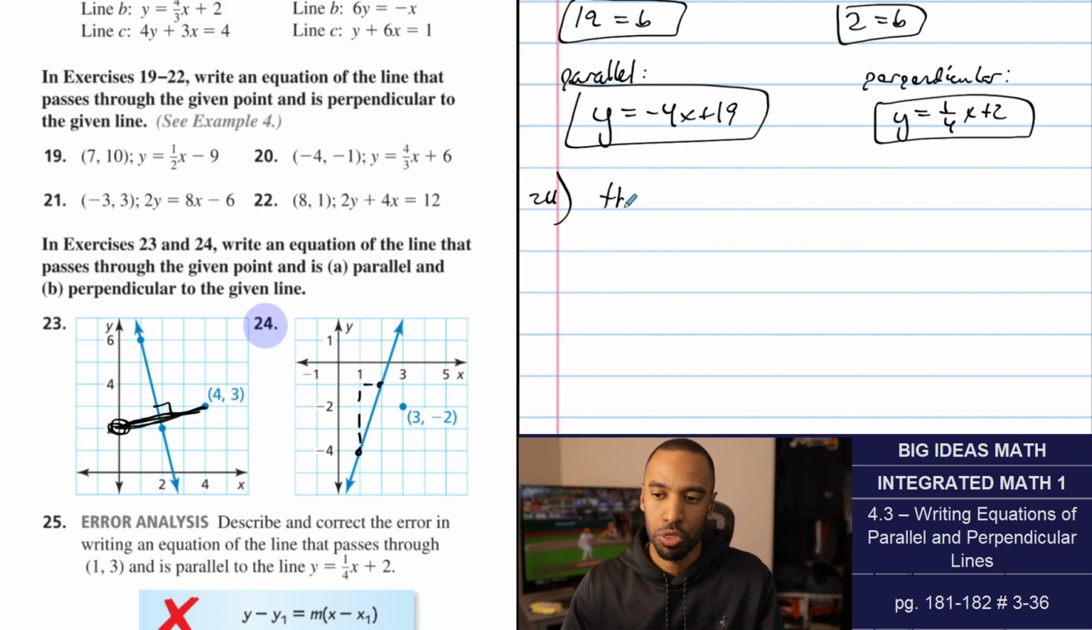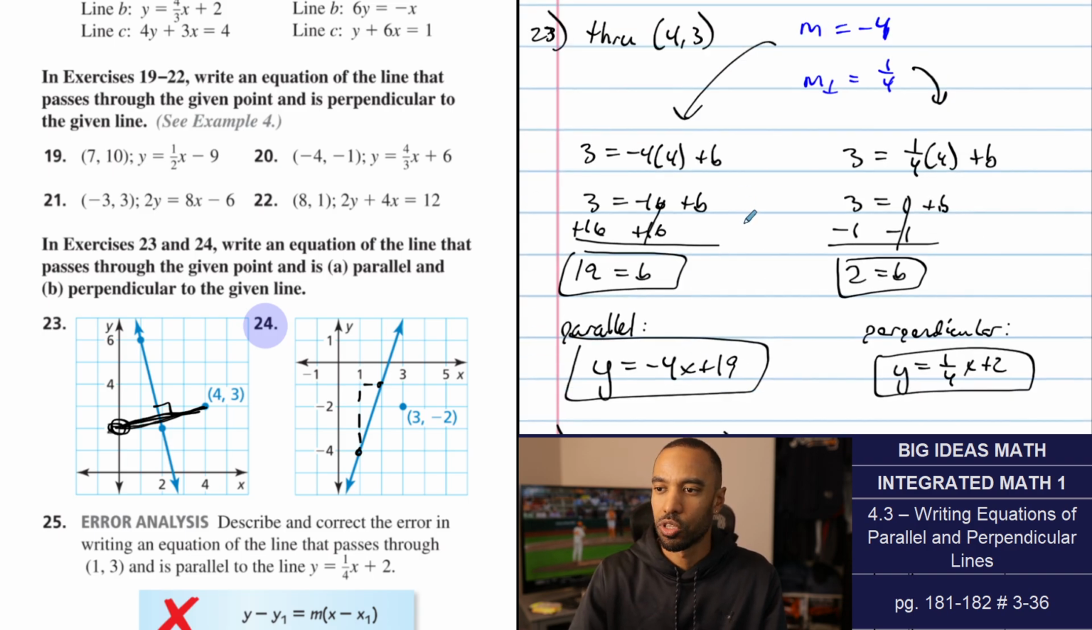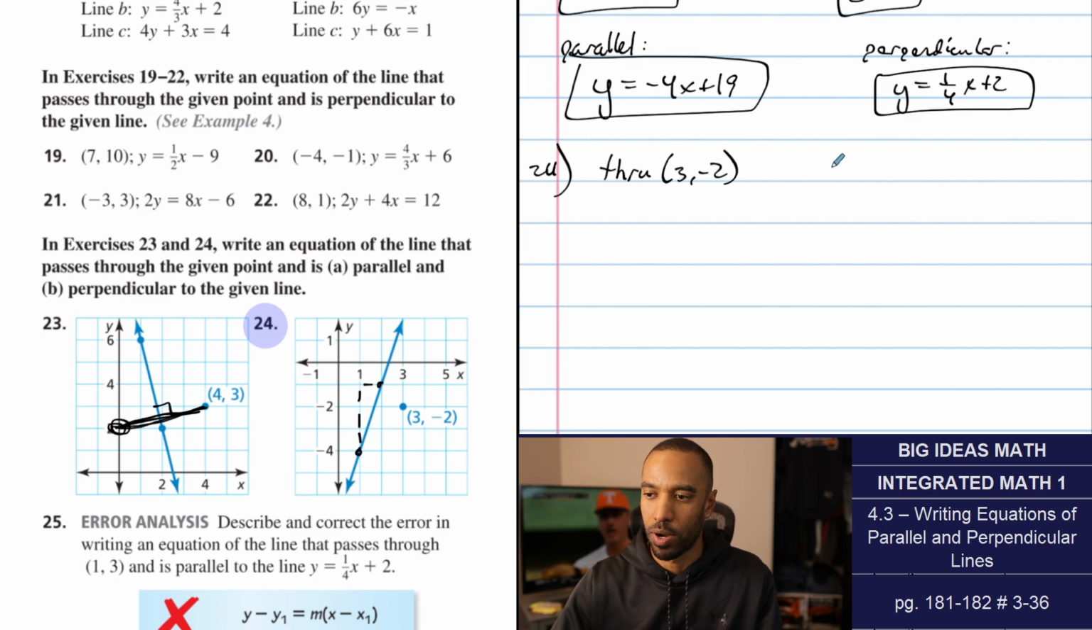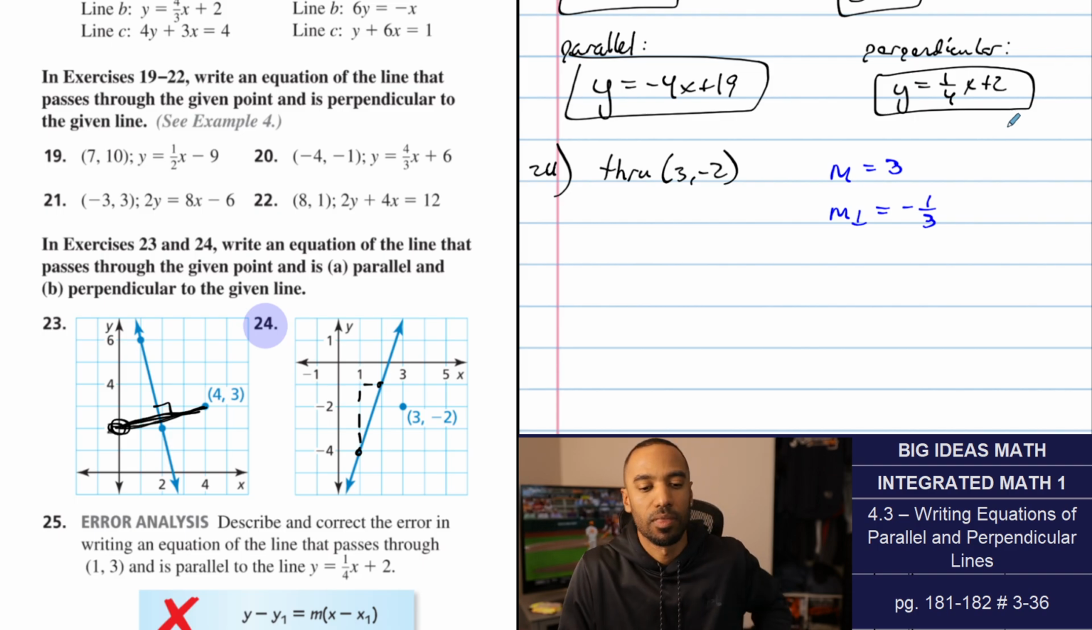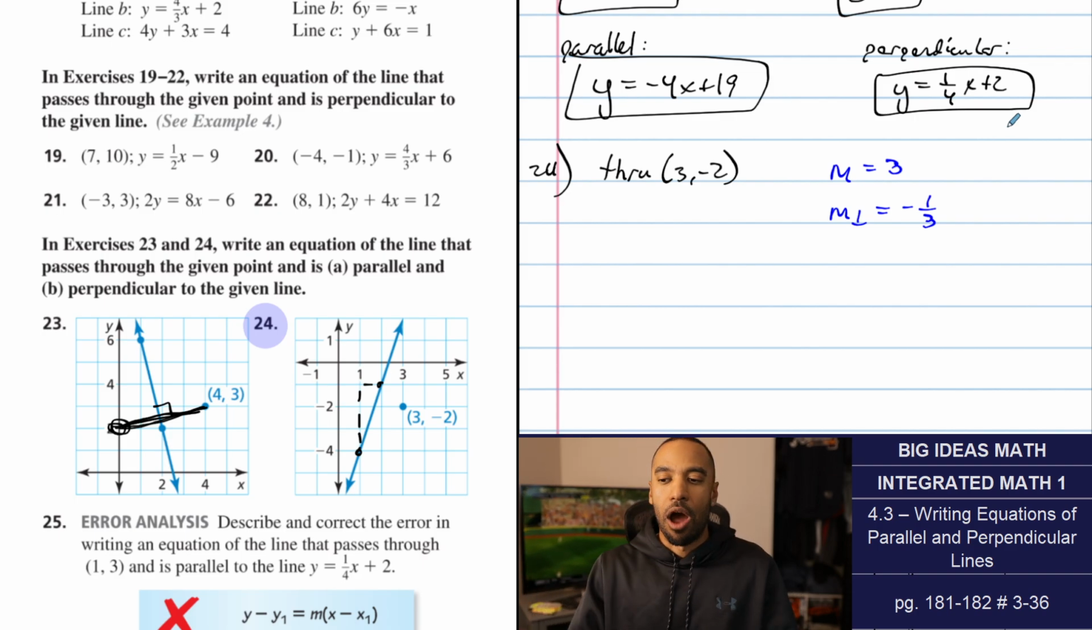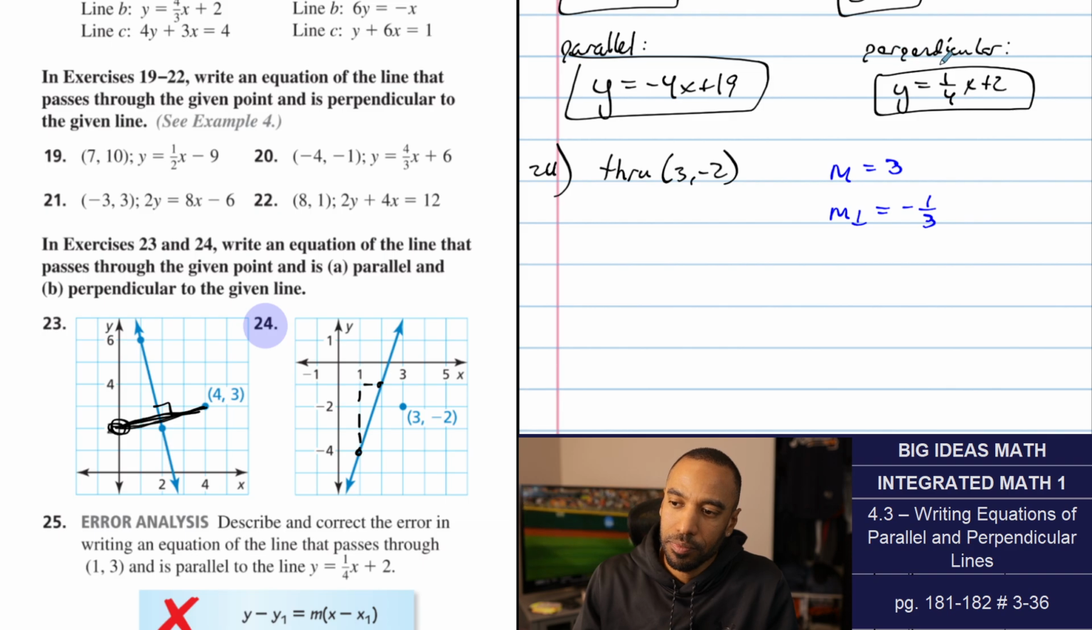First of all, we're going to go through 3, -2. Our slope, how did I write it? Our slope is 3. So our opposite reciprocal slope will be -1/3. Opposite negative, reciprocal, flippy, flippy. So our point is 3, negative 2.